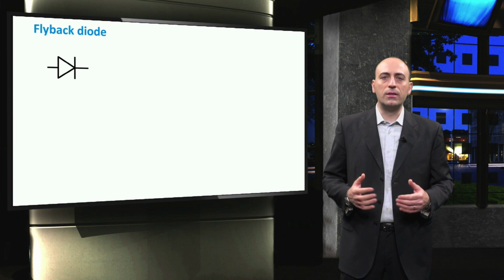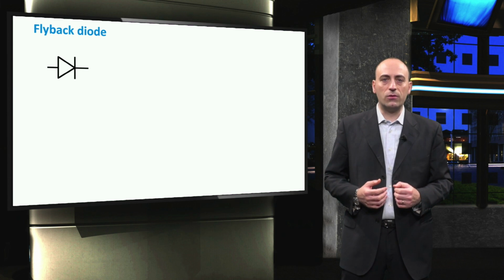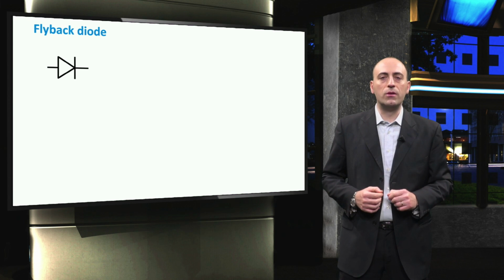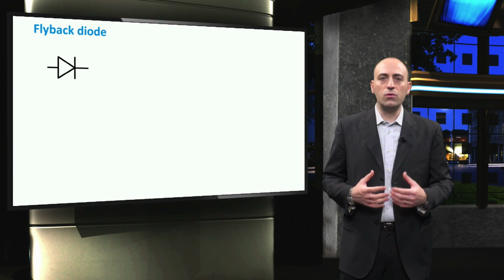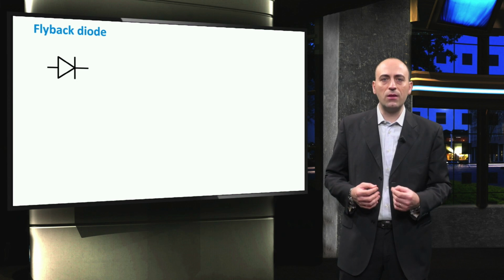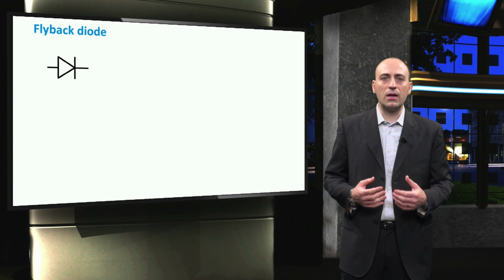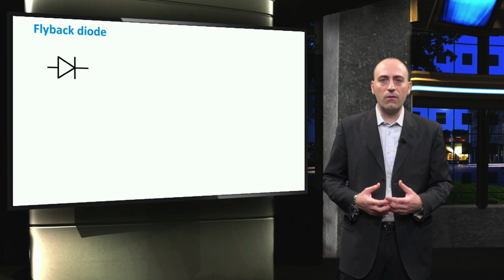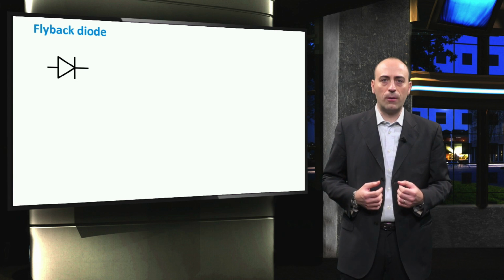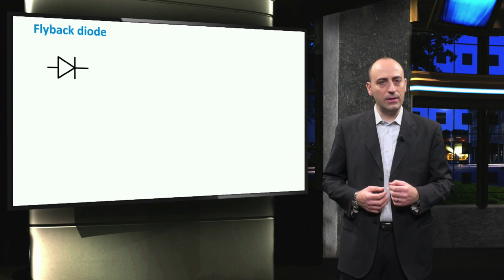The third component that we introduce is the flyback diode, extremely important for the converters. It is a diode used to eliminate flyback, which is the sudden voltage spike seen across an inductive load happening when its supply current is suddenly reduced or interrupted. Let's see this problem in detail.